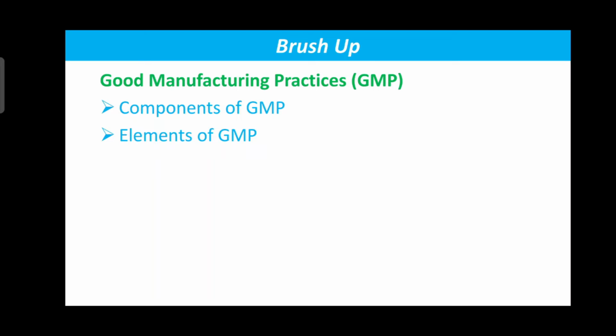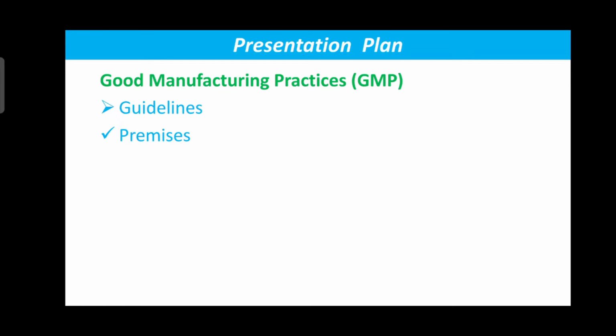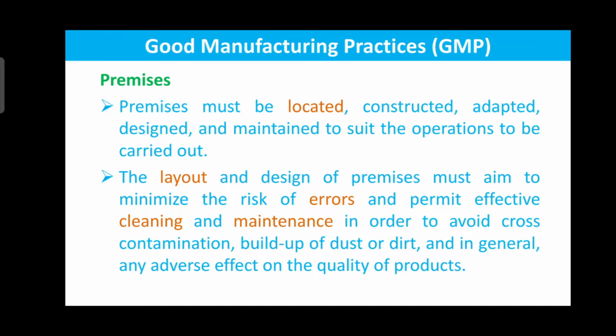So in the last class, we considered the components of GMP and the elements of GMP. Today, we will just take a look at the guidelines, what these GMP guidelines say. You will just get a glimpse, an idea of what these guidelines say. And we'll just talk about one component, just one chapter of that guideline, that is premises. So just see what these guidelines have to say.